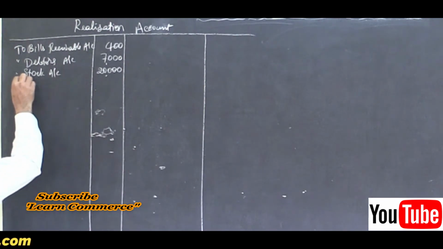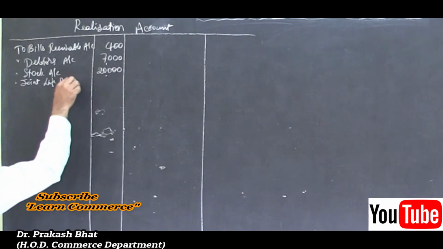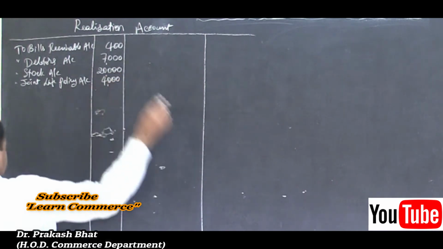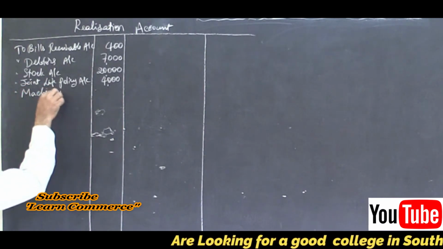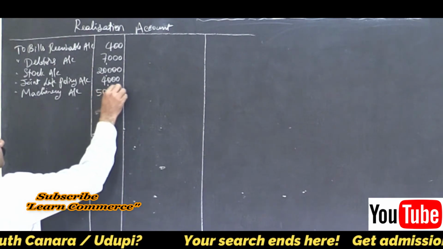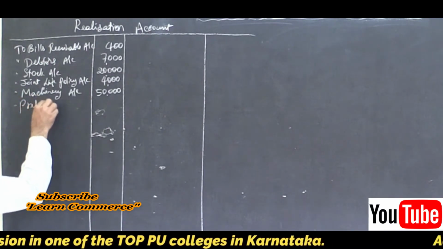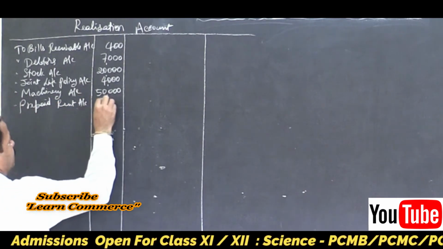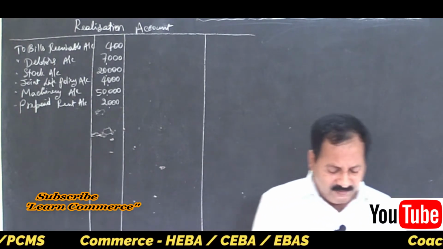JLP, that is joint life policy. Joint life policy. How much is it? 4,000, right? Machinery account. Machinery account, how much? 50,000. Prepaid rent, write the amount, 2,000. That's all. Let us move on to the liabilities side.